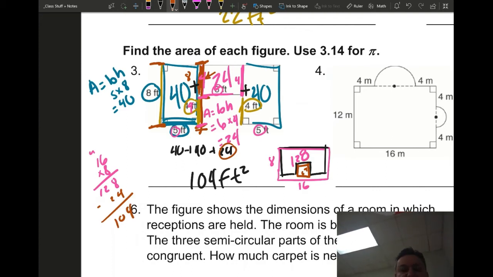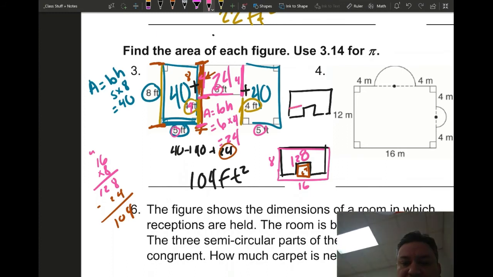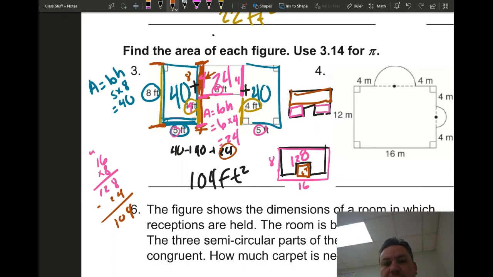It's gonna be the same thing. Or you can also see it a different way, and it's gonna be all the same. You can say, well, mister, I see a rectangle right here, I see a rectangle right here, and I see a big rectangle right there. That is fine too. Either way is gonna give you the same area. Any questions so far?